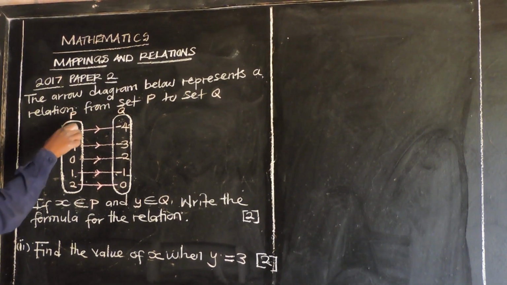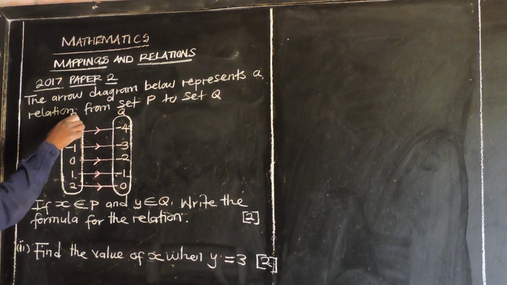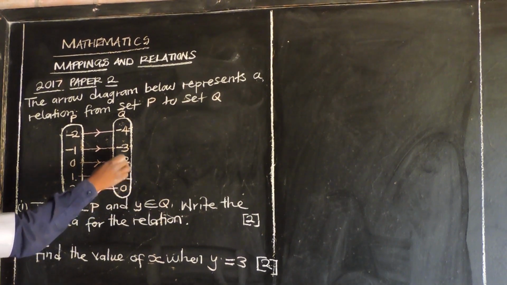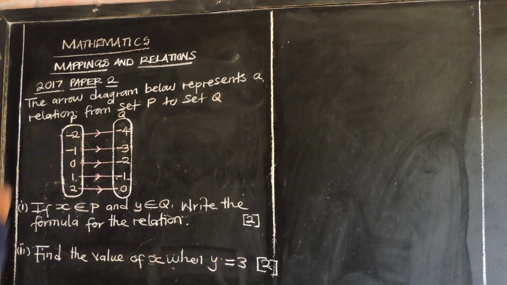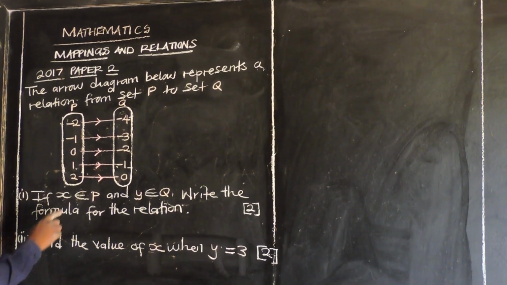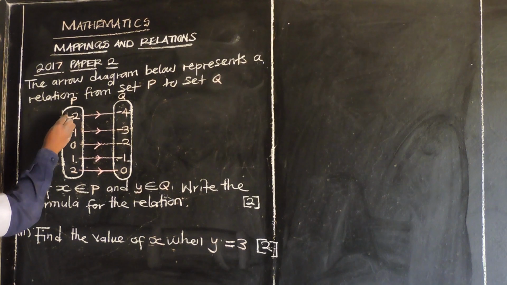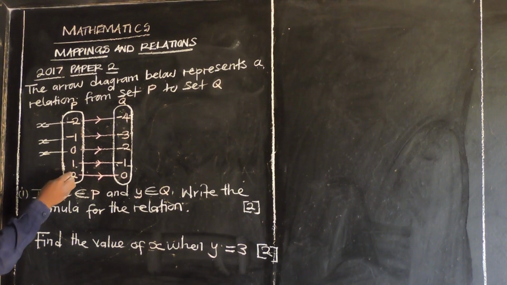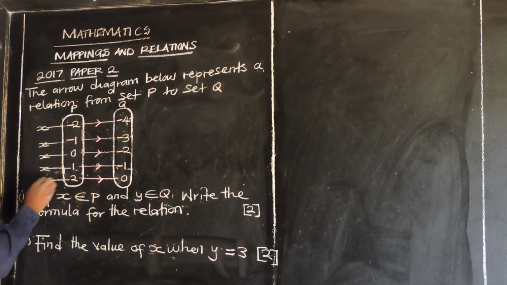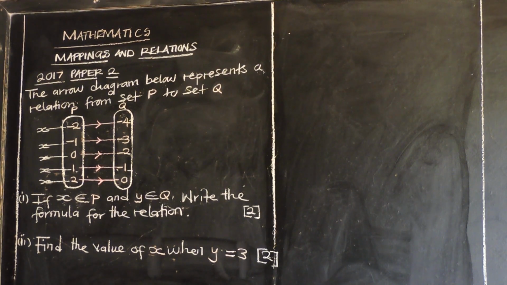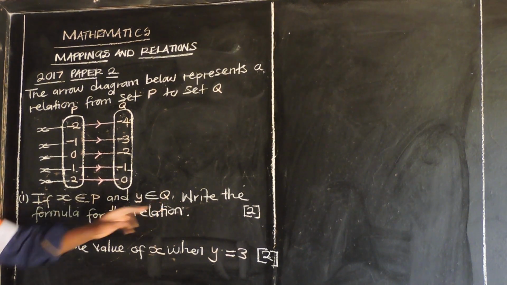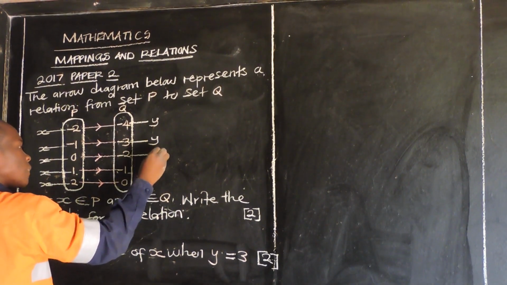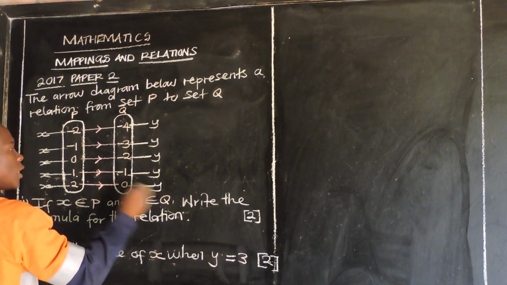the entries in set P represent X. Then if Y is a member of set Q, it simply means all the entries in set Q are Y values. So since they are saying X is a member of set P, it simply means this is X, this is X, this is X, this is X, and this is also X. All the entries represent X values. Then Y is a member of set Q, it simply means all these are Y values. So this is Y, this is Y, this is Y, this is Y, this is also Y.